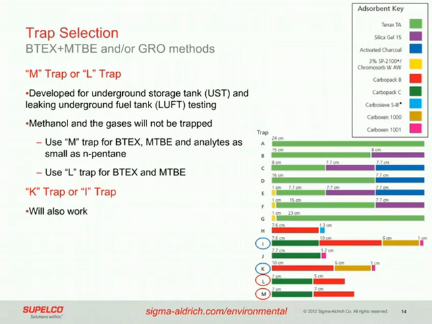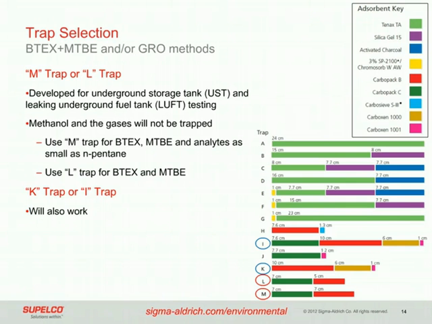And something else that has been popular for a while is BTEX plus MTBE, or what's known as gasoline range organic methods. This is really looking at gas spills for doing these leaking underground storage tanks methods and such. The M or the L traps were good for that. Very, very similar to the J trap. It just has a longer bed. It's a second bed, and it's a Carbopack B bed.